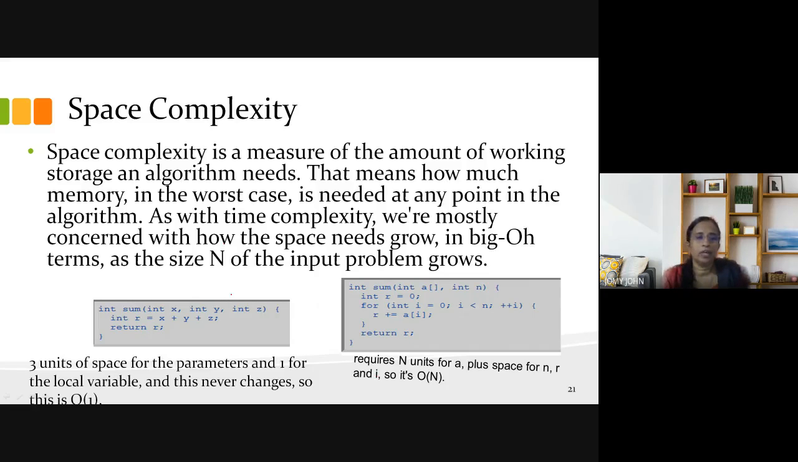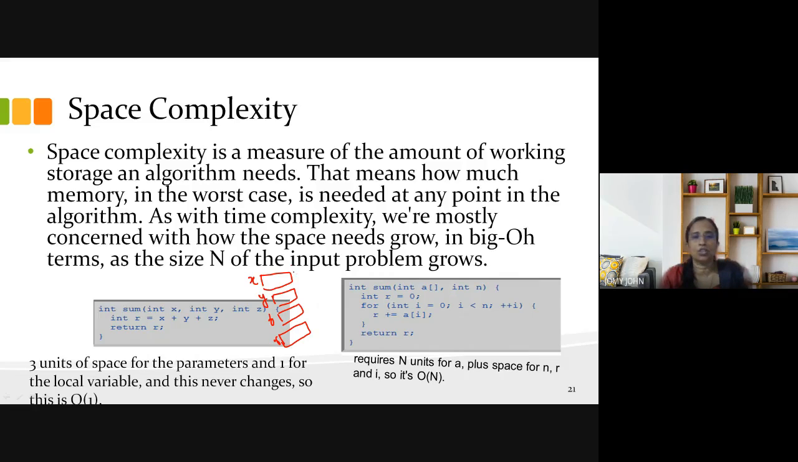Look here. Here we have a function int sum(int x, int y, int z), int r equal to x plus y plus z, return r. Okay. How much space is required? We need to store x. X is an integer, so we need a space for x. Similarly, we need a space for y and a space for z. Then we need r to store x plus y plus z. This is the space requirement.